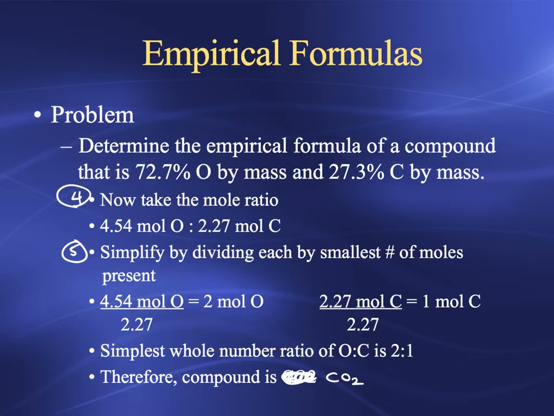Very convenient, very easy way of finding the empirical formula using the percent composition, 72.7% oxygen and 27.3% carbon by mass. That compound is CO2. Okay, so we used a few steps to get us to that point. Okay, so we figured this one out, and from that, we figured out the formula. Step 6 was to use the simplest whole number ratio to figure out what the empirical formula actually is.